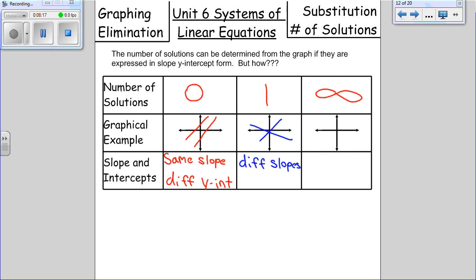The third situation can sometimes be the hardest to recognize. That's when you have two lines right on top of each other. It's hard to draw. That's when you have the same slope, same y-intercept.